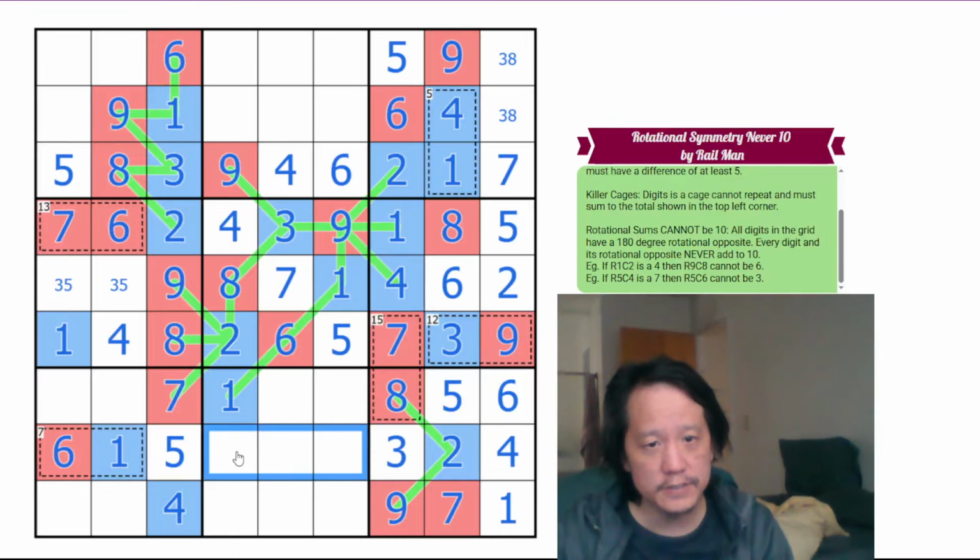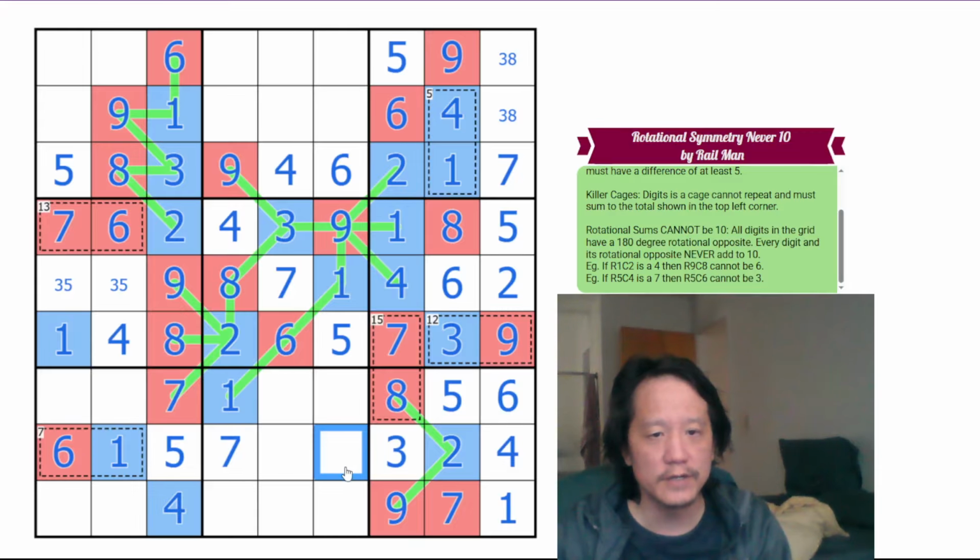Okay, remaining digits in row 8. We have 7, 8, 9. This can't be 8 or 9, so this is 7. This can't be 9, so that's 8, which makes this 9.